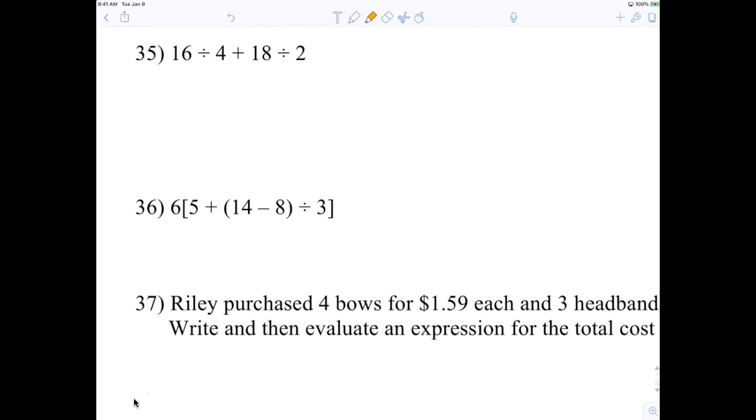All right, let's figure out what this is. 35. What do you think? 13. I got a 13 so far. Somebody else? 11. Somebody else? I got 10. Good. Somebody else? I got 13. Anybody else?